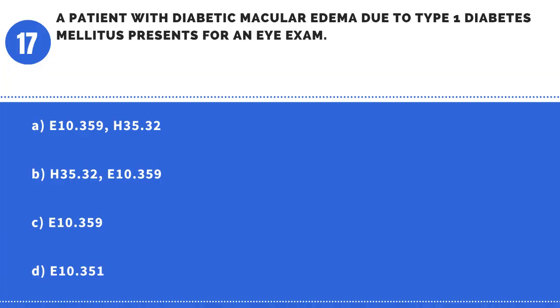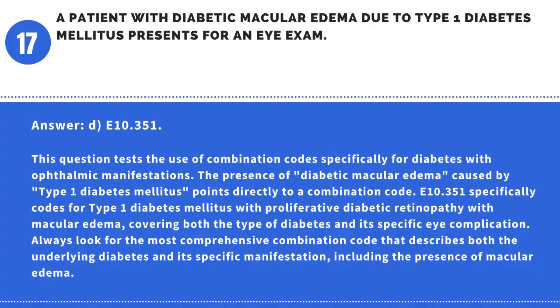Question 17. A patient with diabetic macular edema, due to type 1 diabetes mellitus, presents for an eye exam. A. E10.359, H35.32. B. H35.32, E10.359. C. E10.359. D. E10.351. Answer: D.